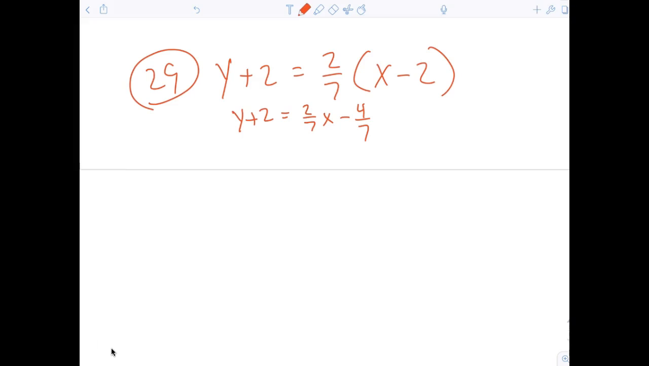All right, now I'm going to have to do what to both sides? Subtract 2. So 2 is how many sevenths? How many? 14. Say it loud and proud. Minus 14 sevenths. Is everybody agreeing with that? All right, and now your final answer. Y equals? Minus what? Minus 18 sevenths. Is everybody happy with that?